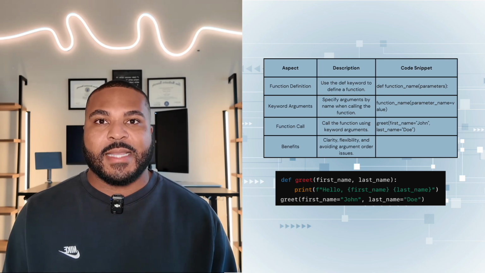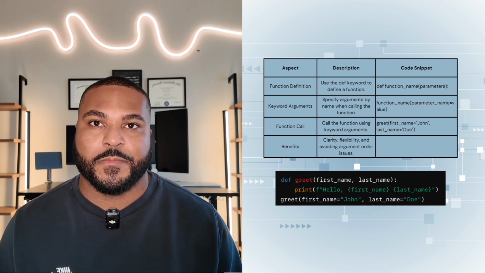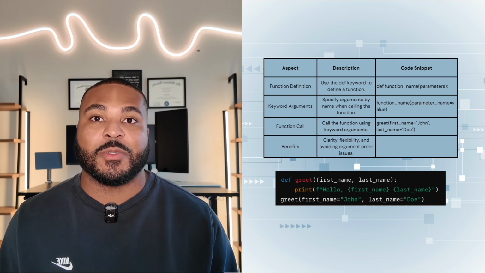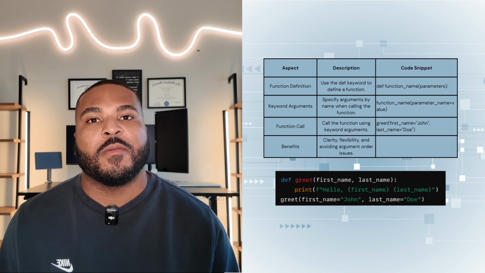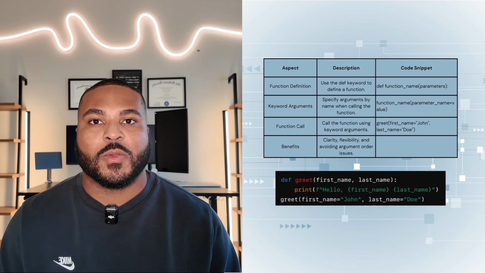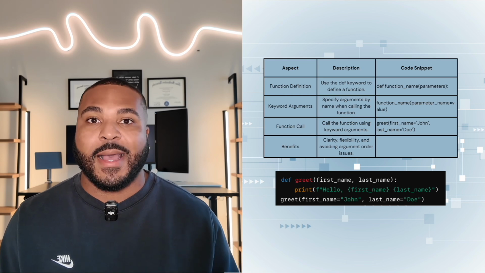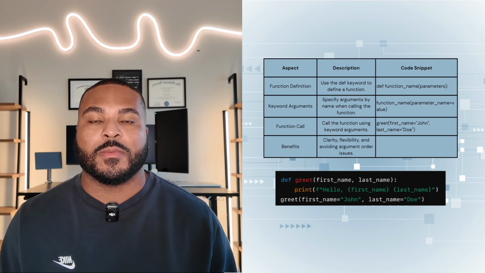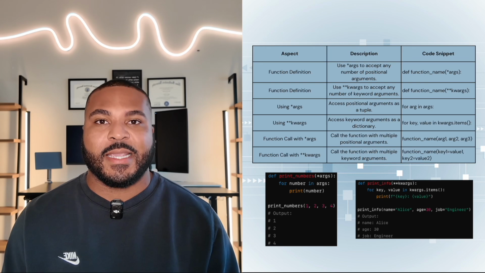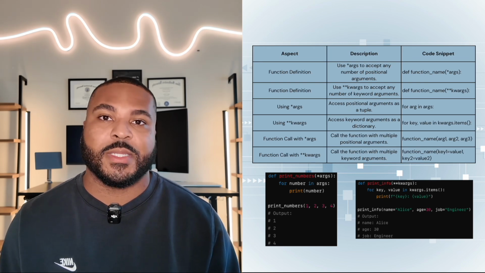So let's combine these steps into a complete example. In this example, we define a function named greet that takes 2 parameters, first_name and last_name. So when we call greet, first_name equals John, last_name equals Doe, when we run this code, it'll output hello John Doe.